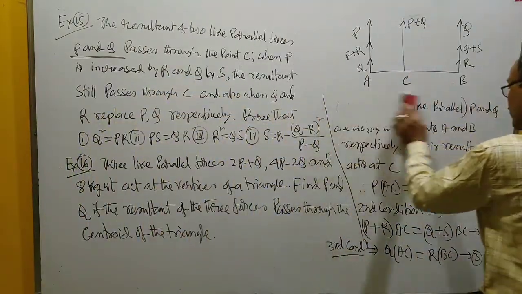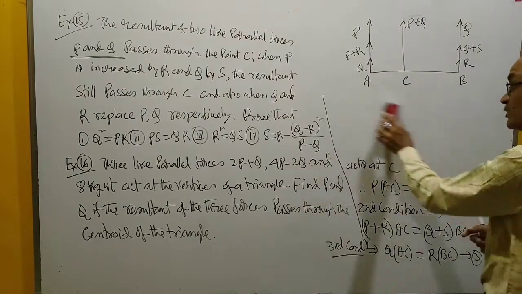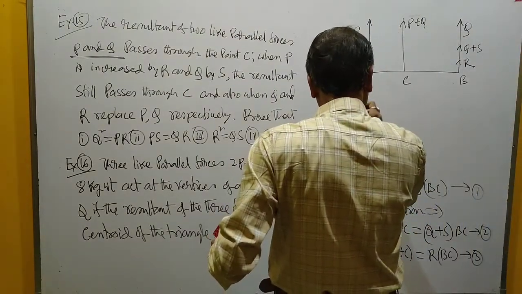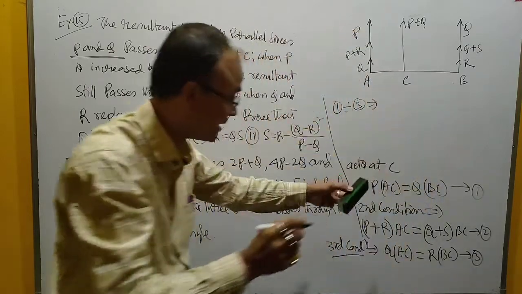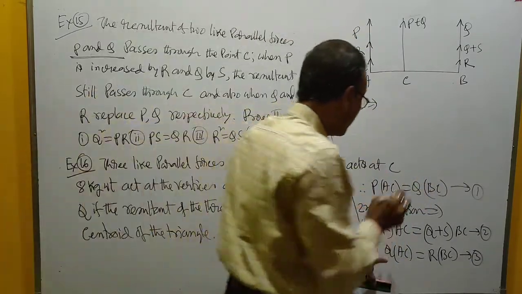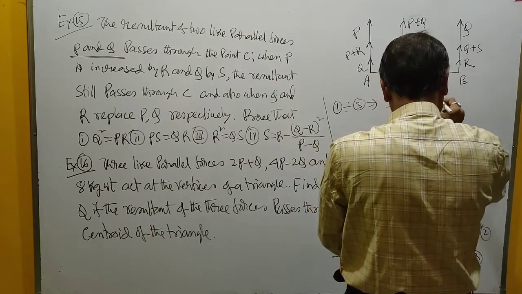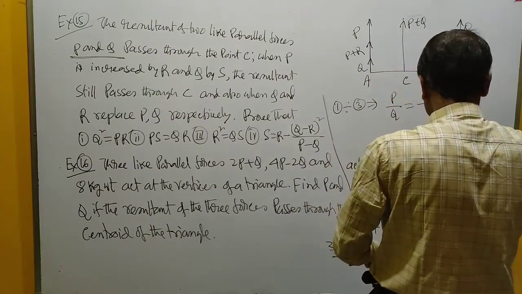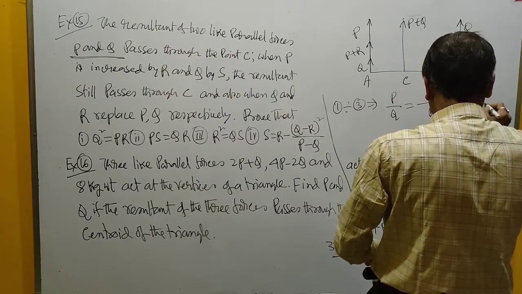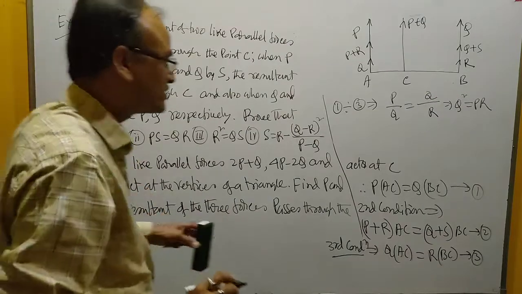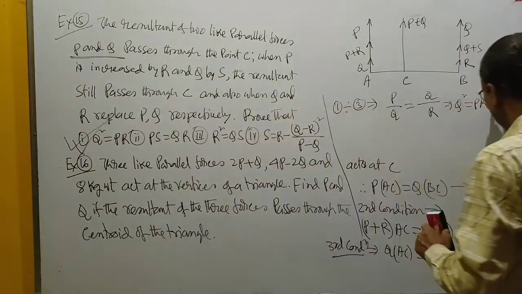Now, dividing 1 by 3, we get P by Q equal to Q by R. This means Q square equals PR. The first result has been proved: Q square is equal to PR.